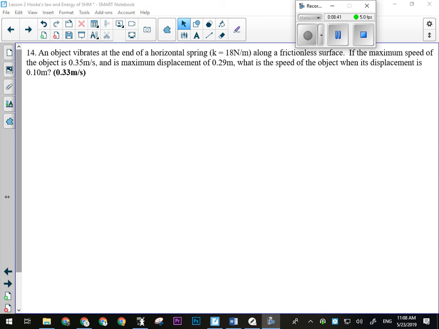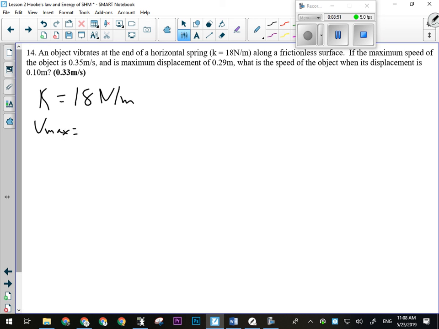So what we have here for givens are the spring constant, 18 newtons per meter. We're told its maximum speed, so that happens at equilibrium, 0.35 meters per second. We're also told the amplitude, or maximum displacement, 0.29 meters, and we're looking for the speed of the object when its displacement, so this would be like the final, is 0.10 meters.